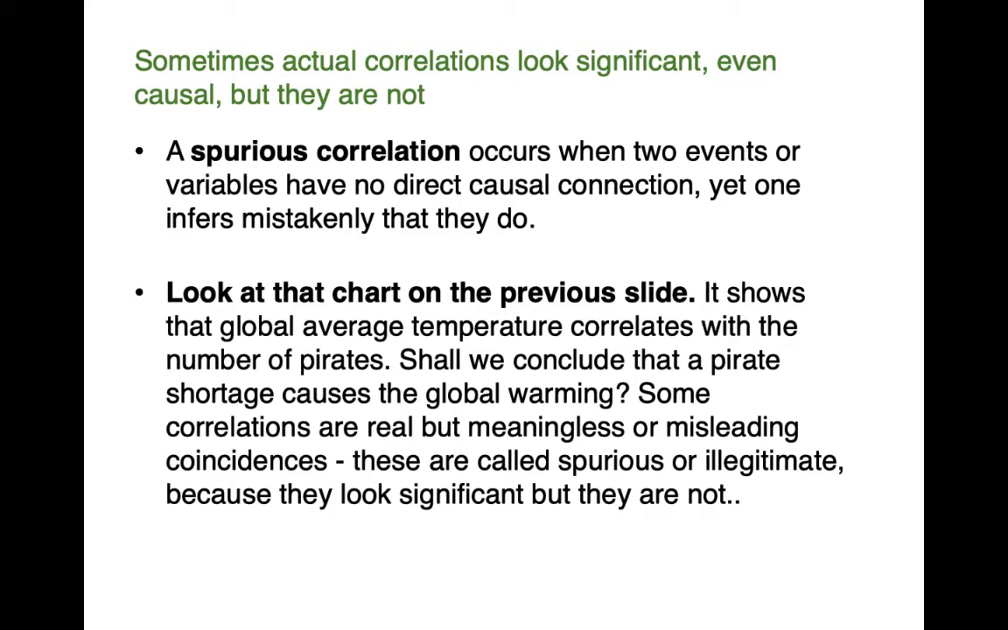Look at the chart on the previous slide. It shows that global average temperature correlates with the number of pirates negatively, that is, as the temperature increases, pirates decrease. Shall we conclude then that a pirate shortage causes the global warming? I mean, that's another way to go if we're jumping to a conclusion. So some correlations are real but meaningless or misleading coincidences. These are called spurious or illegitimate because they look significant but they're not.